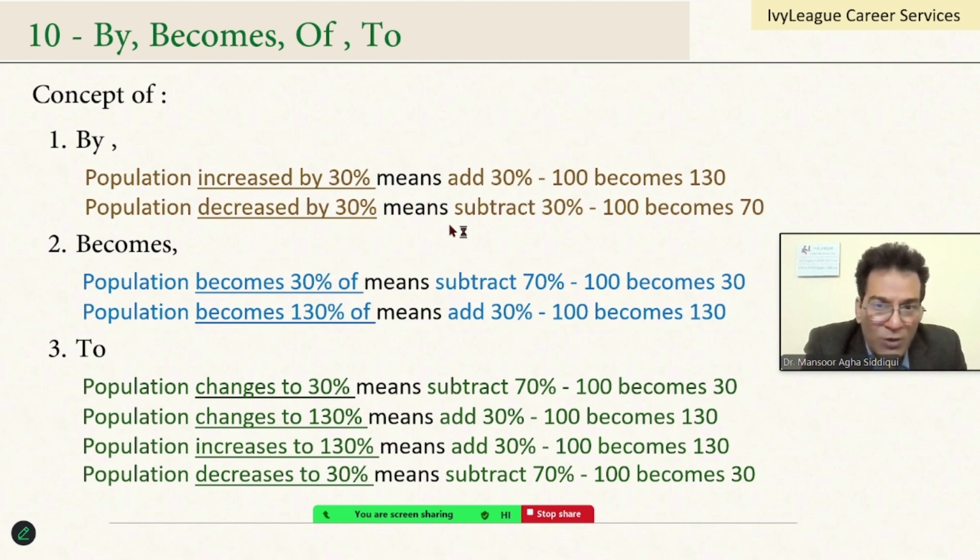Well, I don't understand that. You are getting confused by the language of by, becomes, and to. This is the reason why I'm repeating this part. This is not maths, this is pure English. This is the English part of maths.